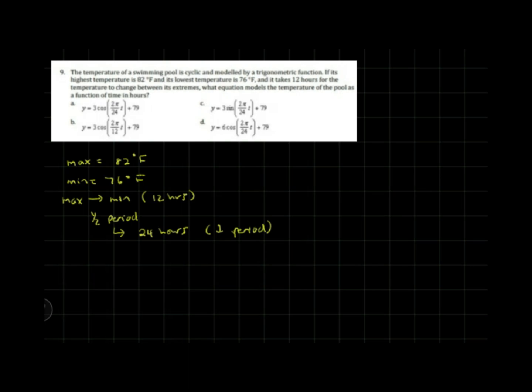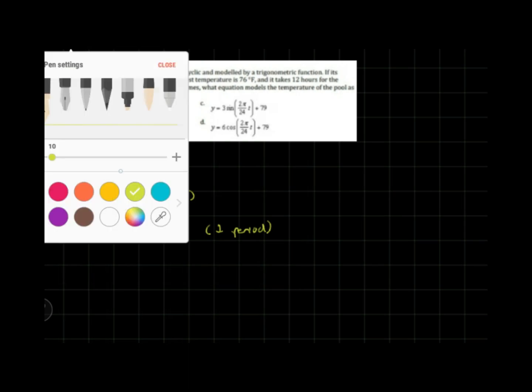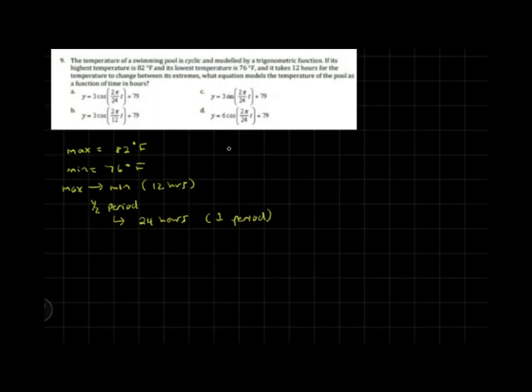So what equation models the temperature of the pool as a function of time in hours? So what I'm going to do here is create a function. So I'm going to let f of t, actually, you know what? T of t represent the temperature of the pool in degrees Fahrenheit after t hours. Okay. And in this case, they're modeling it using a cosine function.